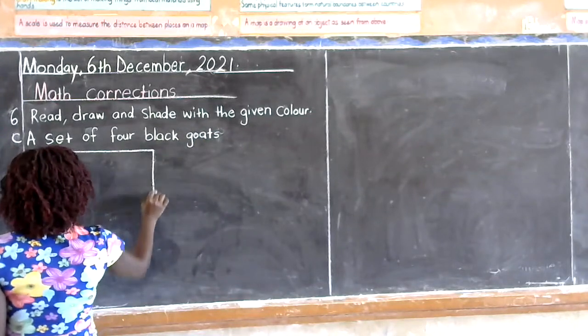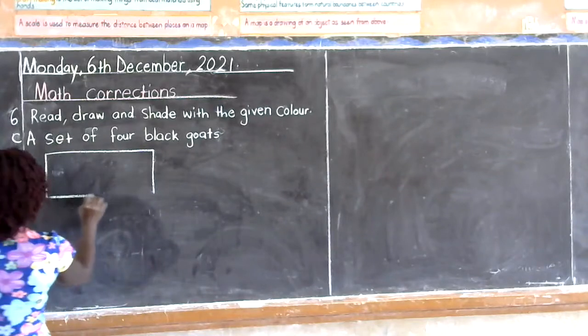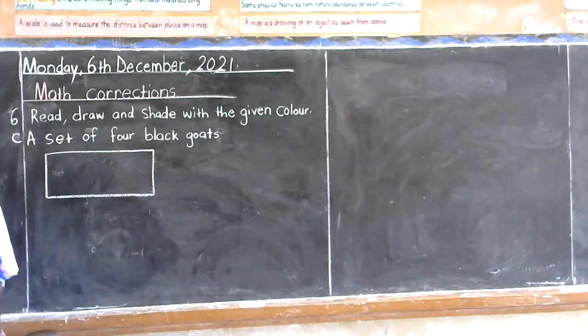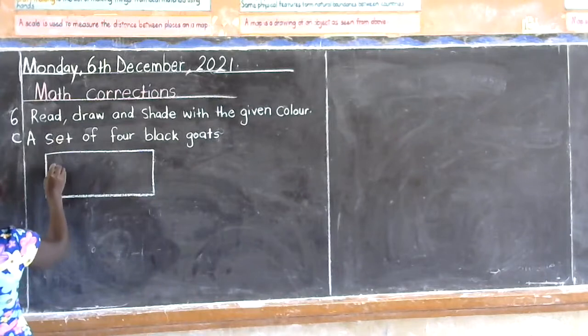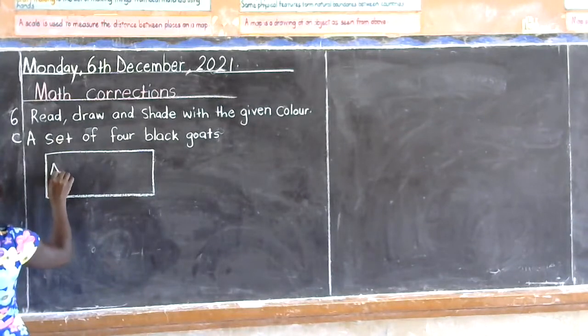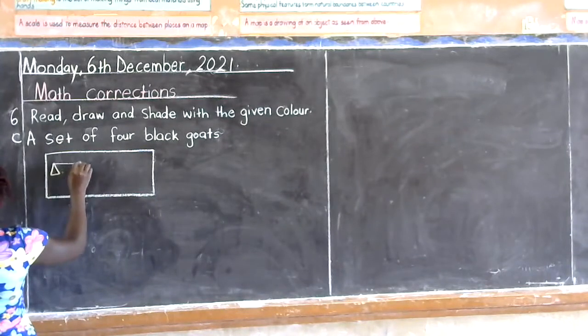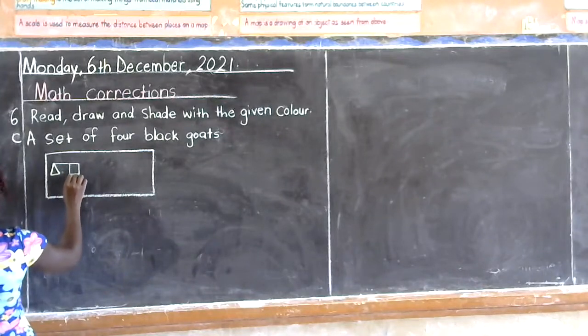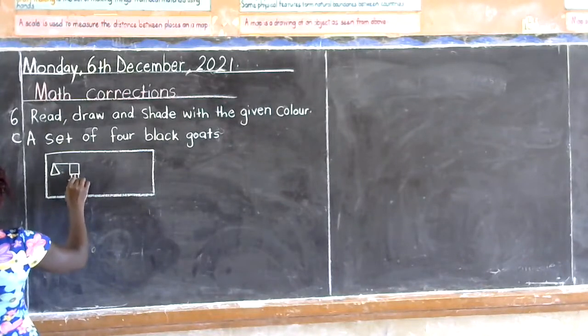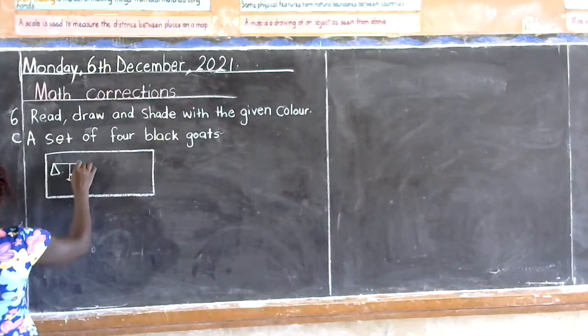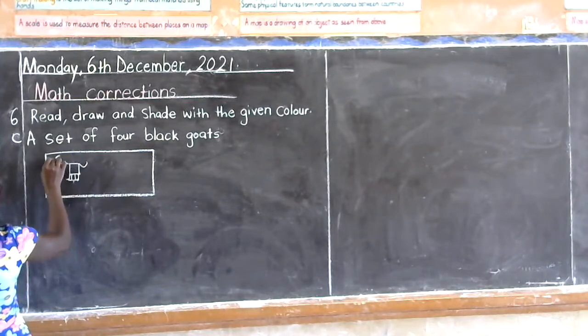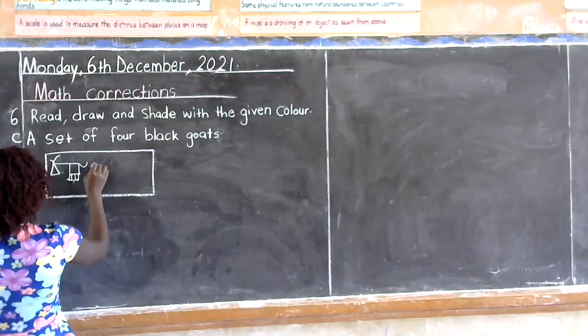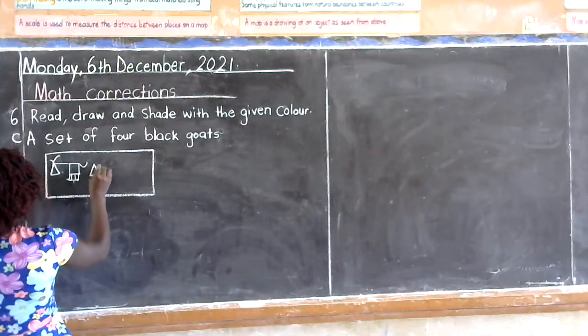We draw our set. Then we draw the goats. Let me say that these are my goats. Don't laugh at my goats. These are my goats. Okay? Don't laugh at them.